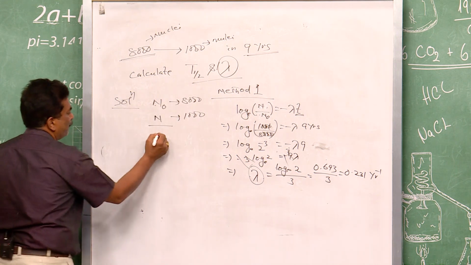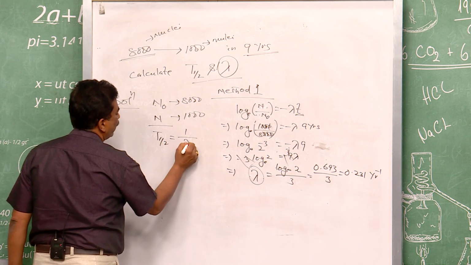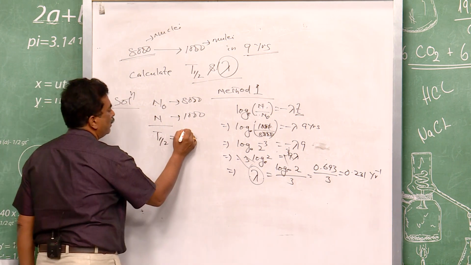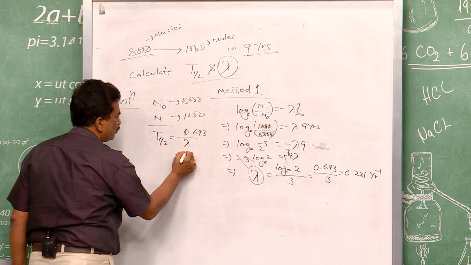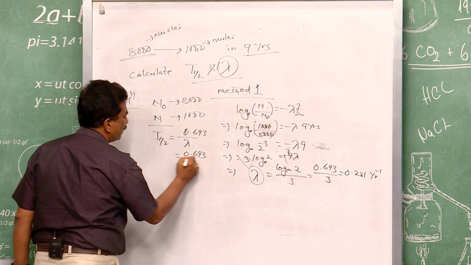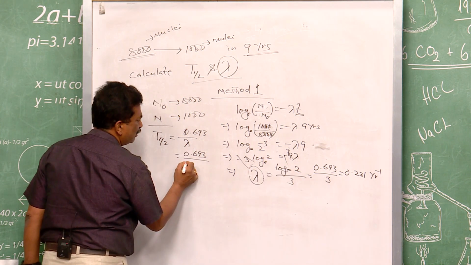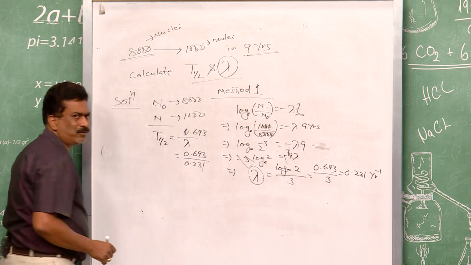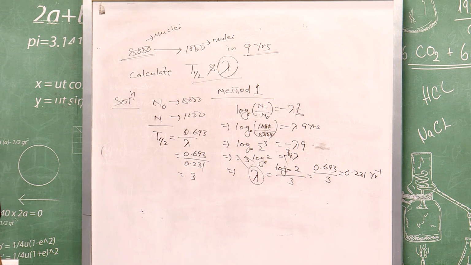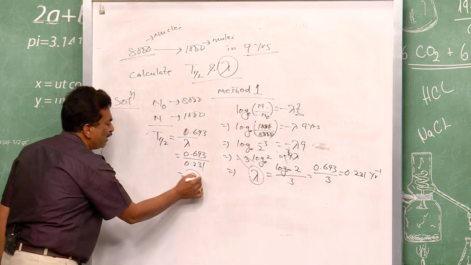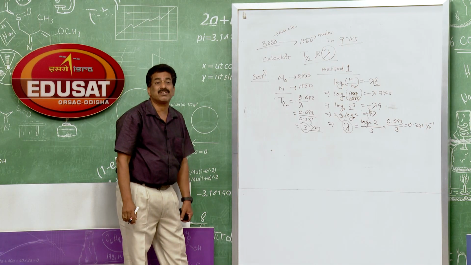So what is the formula? T half is equal to 0.693 by lambda. Lambda is equal to how much? That is 0.231. So 0.693 by 0.231 is equal to 3. So the half life is 3 years.